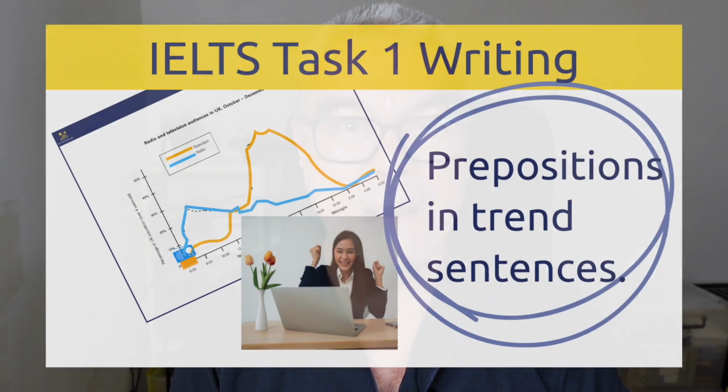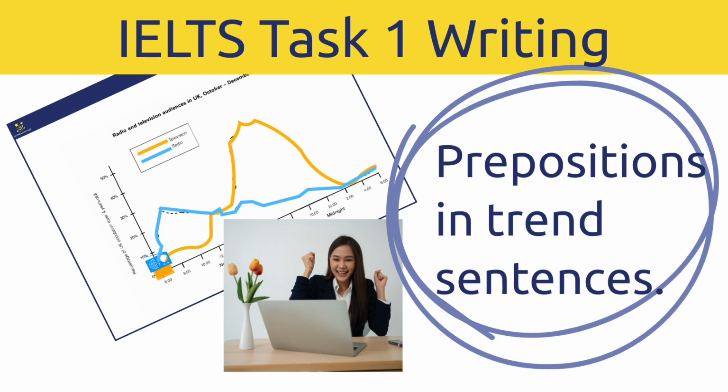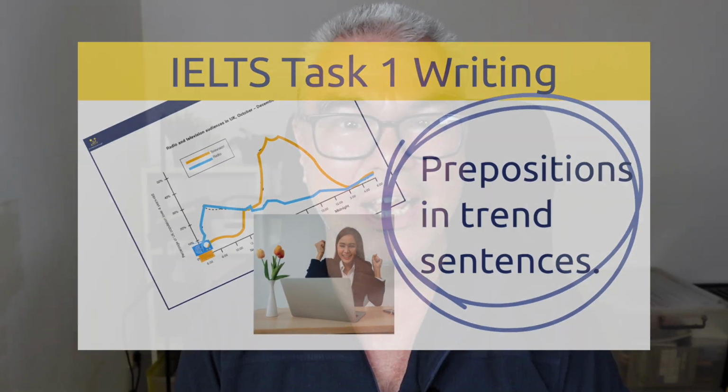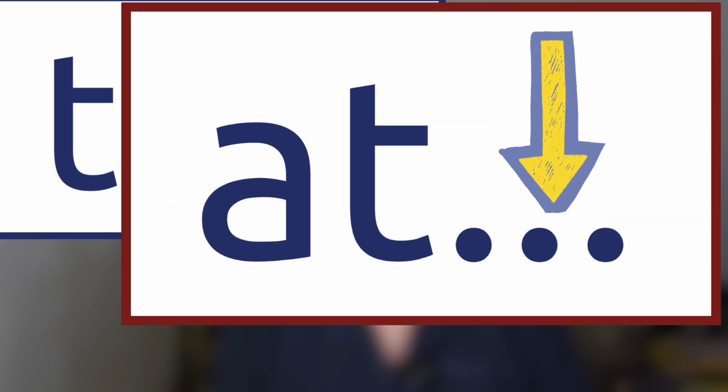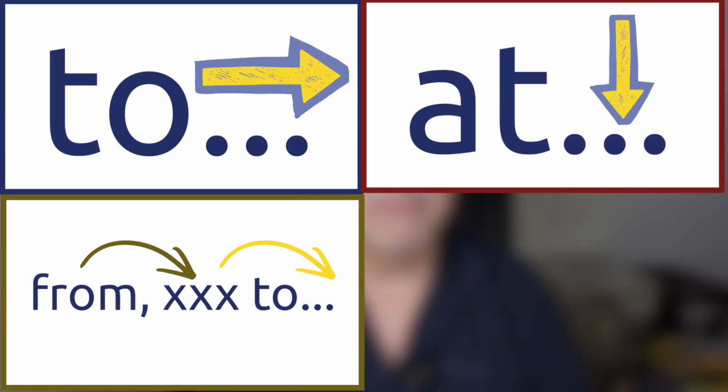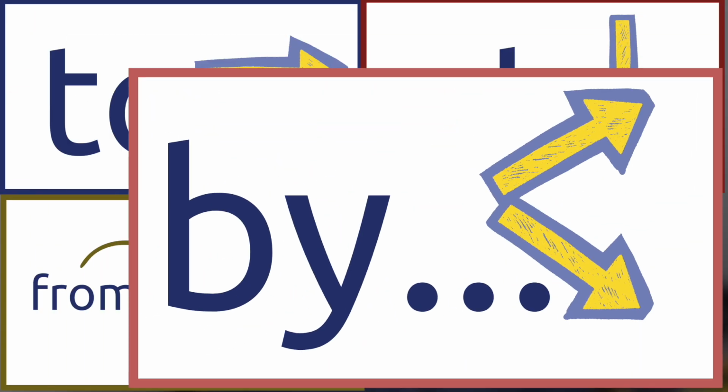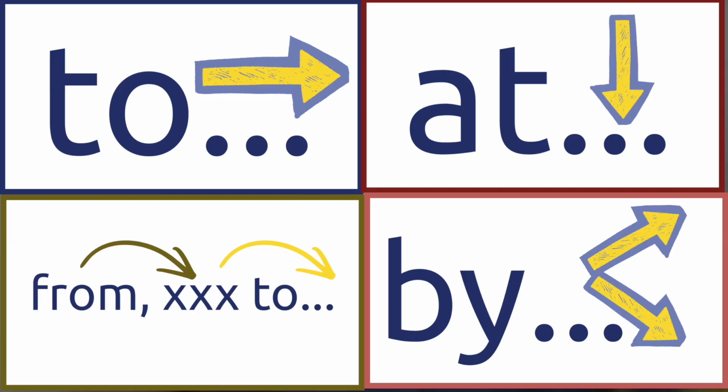All right, let's get started on the prepositions that you need to use when you're writing trend sentences in Task 1 of the academic IELTS. And the good news is these prepositions are quite simple. Here they are: to, at, from and to, and lastly, by.